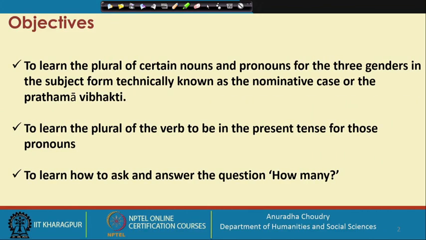The objectives of the course are the following: to learn the plural of certain nouns and pronouns for the three genders in the subject form, technically known as the nominative case or the Prathama Vibhakti. The second part would be to learn the plural of the verb to be in the present tense for those pronouns. And finally, to learn how to ask the question as well as answer it, the question is how many.